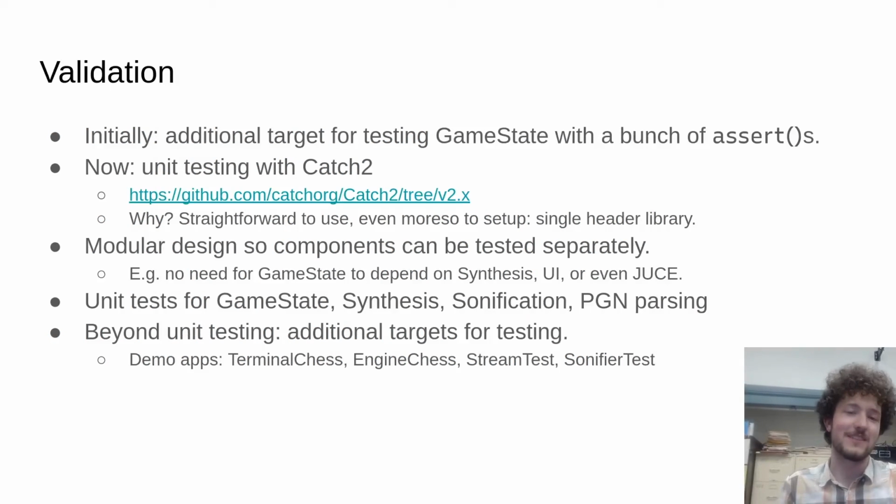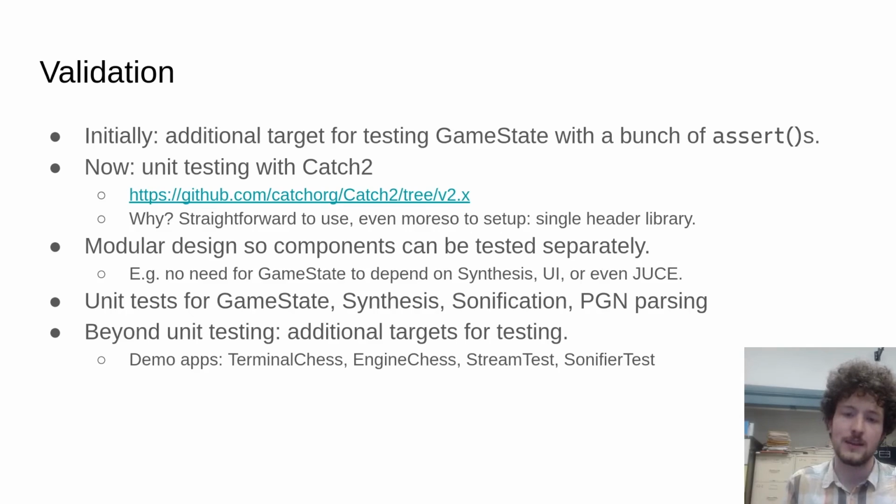How do we know that any of these things we've been talking about actually work? So we validated initially just by throwing in some asserts. Since then, we brought in Catch2, as we discussed during the midterm. And this was pretty easy. It's a single header library, so it's just an include and didn't require a lot of finagling with CMake.